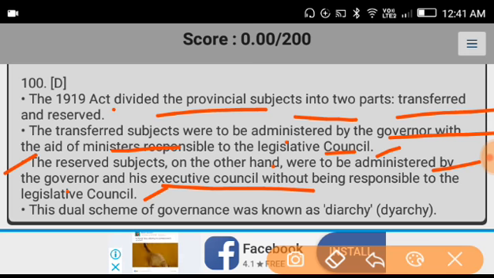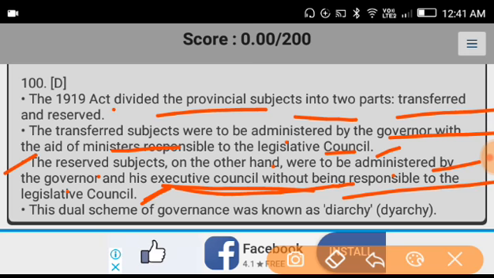Here the minister is responsible. But reserved subjects, on the other hand, were administered by the governor with his executive council, without being responsible to the legislative council. This dual system of governance is known as diarchy.